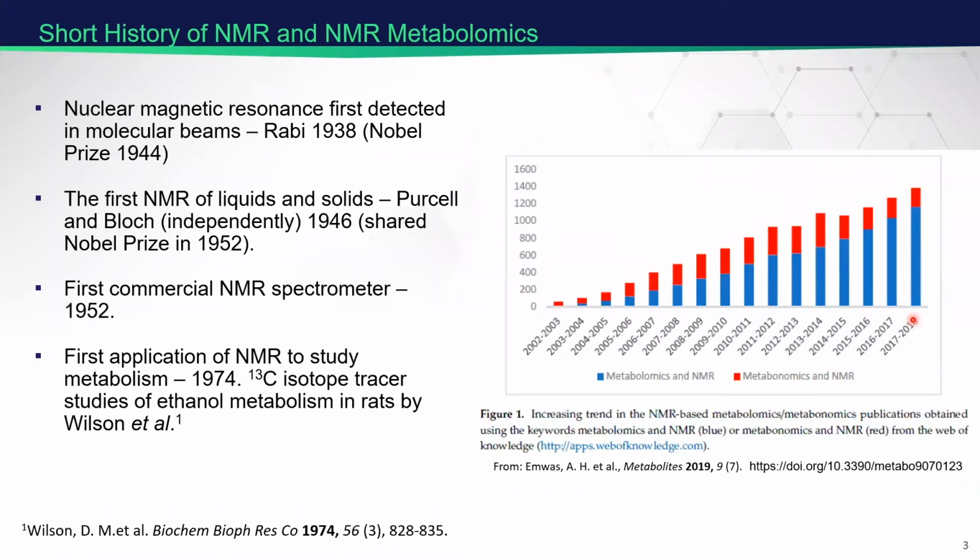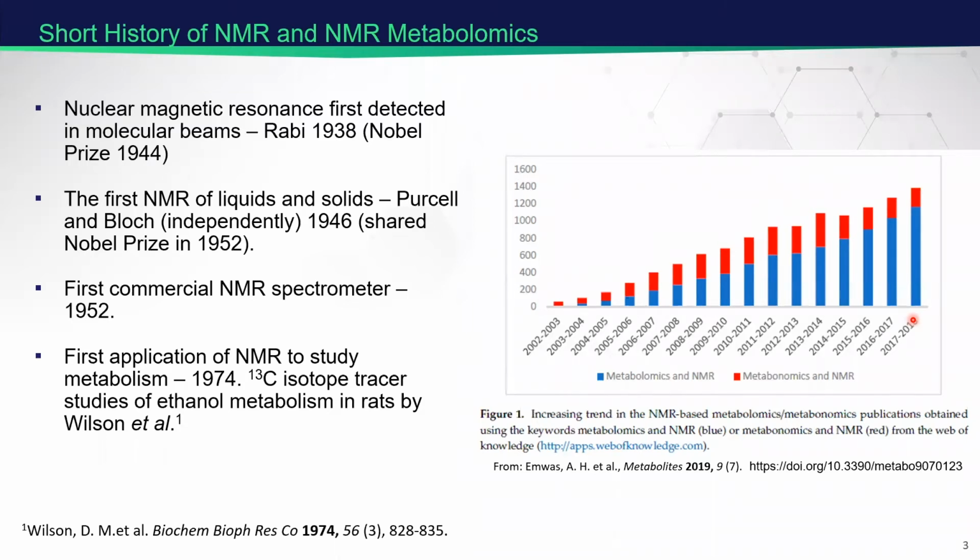So nuclear magnetic resonance was first detected in molecular beams by Isidor Rabi in 1938, and he received the Nobel Prize for that in 1944. The first NMR of liquids and solids was performed by the research groups of Edward Purcell and Felix Bloch, and they did so independently in the same year, 1946, and both shared the Nobel Prize in 1952. That was the same year the first commercial NMR spectrometer hit the market. Now, the first application of NMR to study metabolism is credited to Wilson et al., who were studying ethanol metabolism in rats by carbon-13 isotope tracer studies.